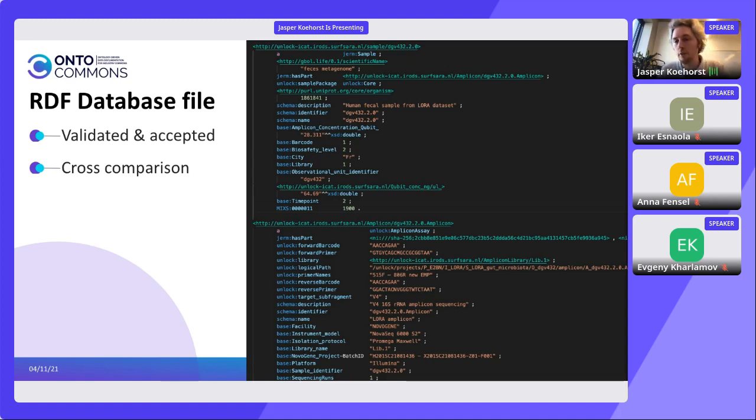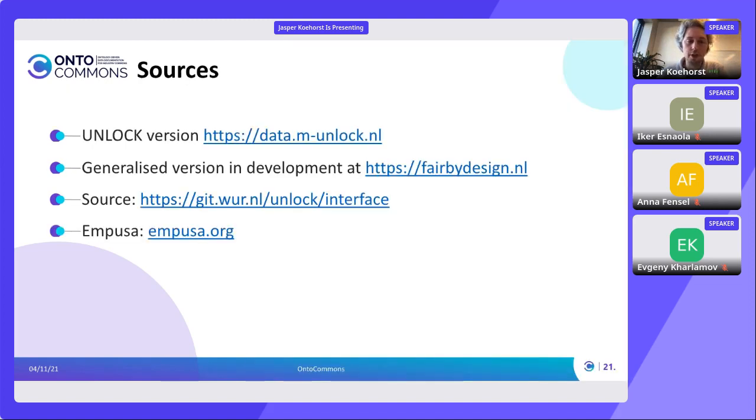Of course, this is continuously being improved. We are continuously working on the development to also enable this outside of our UNLOCK infrastructure. So we have an UNLOCK version really focused on the life sciences, all these microbial communities. We are currently working on a more generalized version under the FAIR by Design banner, where we also try to capture other disciplines. But our expertise is in the life sciences. So if there are other disciplines that would like to use this, then we can collaborate to make certain packages for these fields.